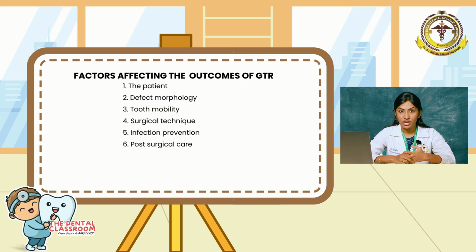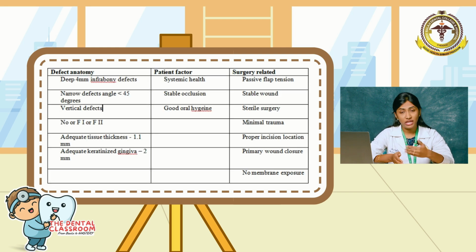So what are the factors which can affect the outcome of these regenerative therapies? The first will be the patient related factors, then defect related factors, and surgical related factors, which involve surgical outcomes and post surgical care. In patients, the main factors that could affect the regenerative therapies will be their systemic health, oral hygiene maintenance, post-surgical care, and also their occlusion. If the occlusion is not proper, the regeneration will be affected by collapsing of membrane or regenerative materials during the critical period.